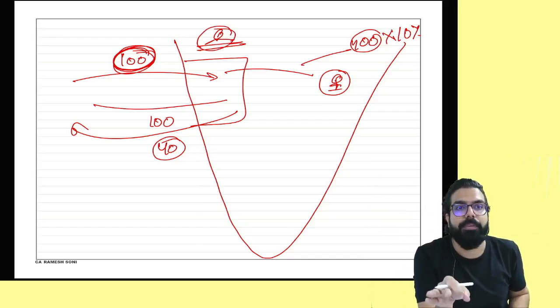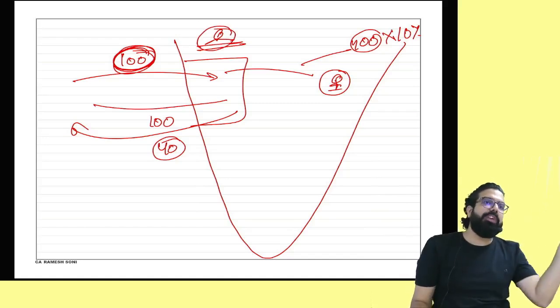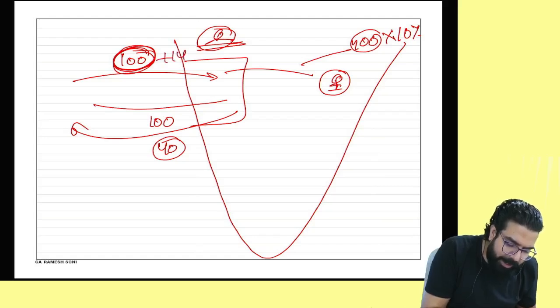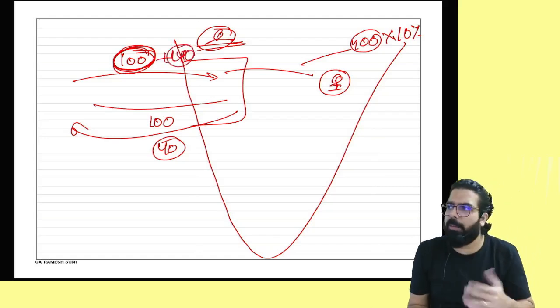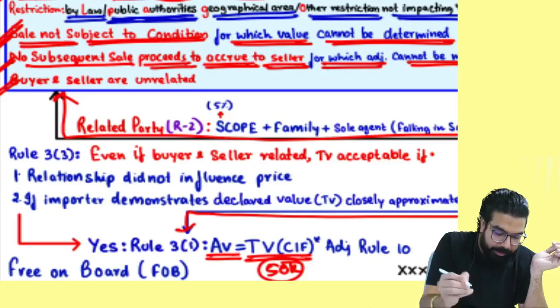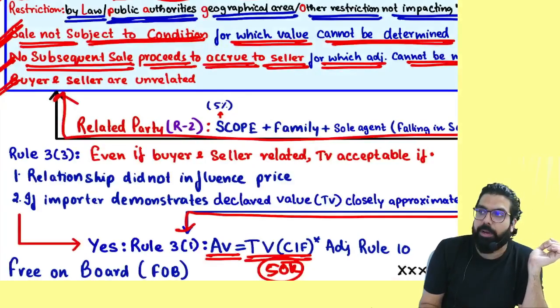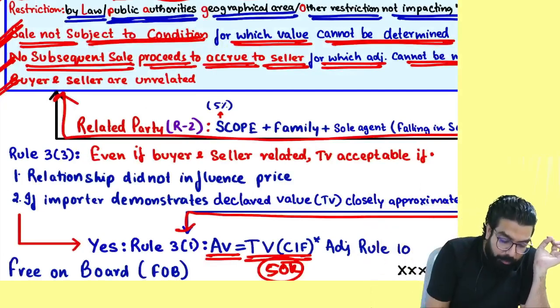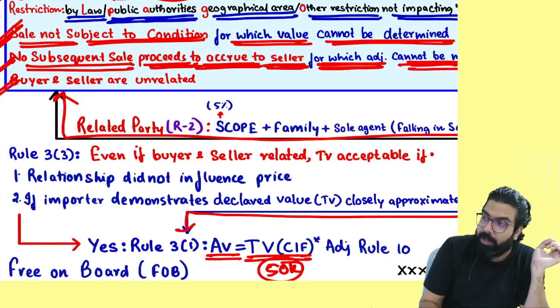If the officer knows that in future you are going to pay him 40 rupees, then he will do the adjustment. He will make it 140. The value will become 140 and he'll charge you custom duty on 140. But no subsequent sale proceeds should accrue to the seller for which adjustment cannot be made.